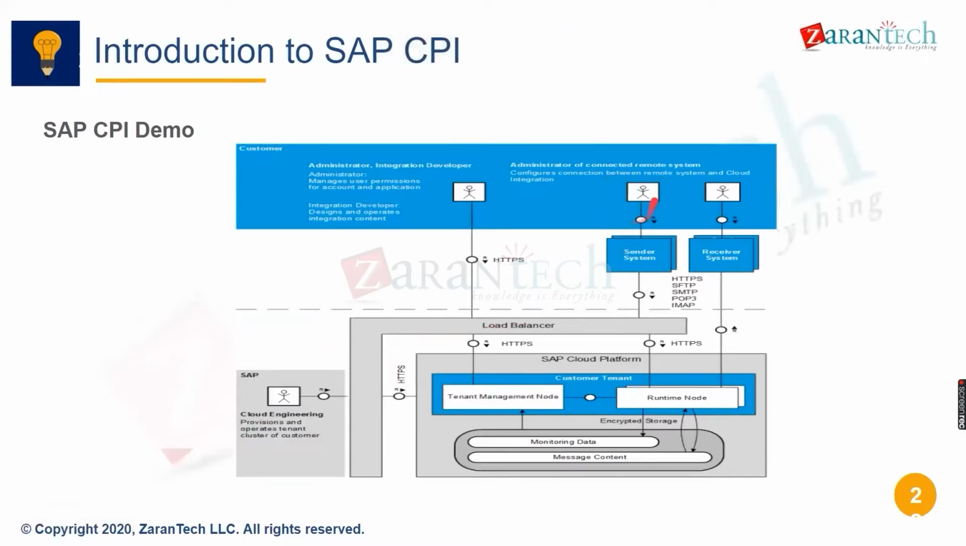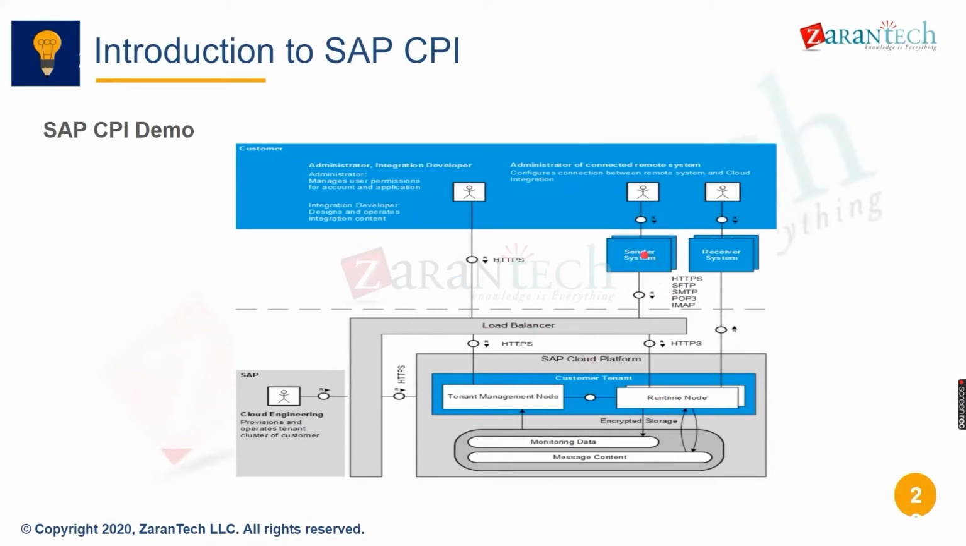Now this is the sender system. What is our sender system? Postman. Postman wants to send some data to the SAP CPI, Cloud Platform Integration. Once I trigger the data, first it hits the load balancer. What is the load balancer? The load balancer maintains the traffic of the data and is used for security purposes. I'm using some certificates here and some certificates in the sender system. This load balancer will manage all these certificates.